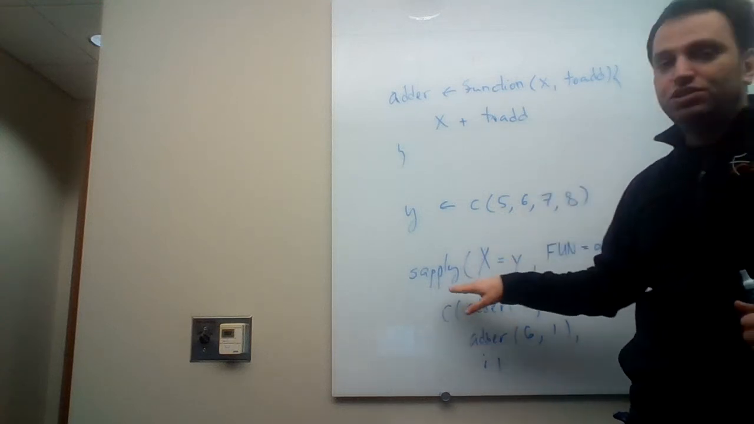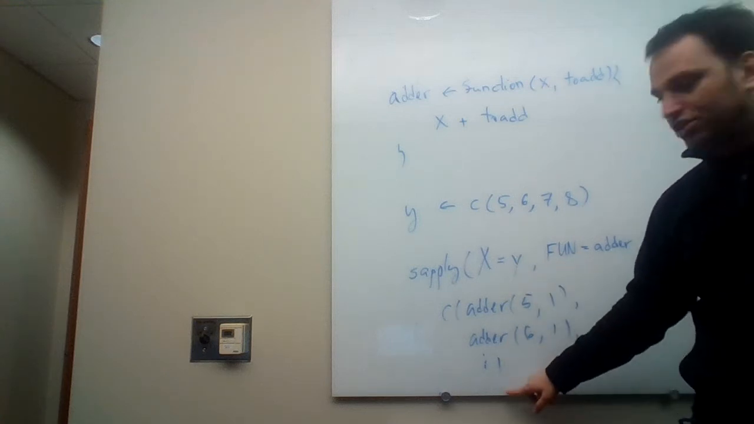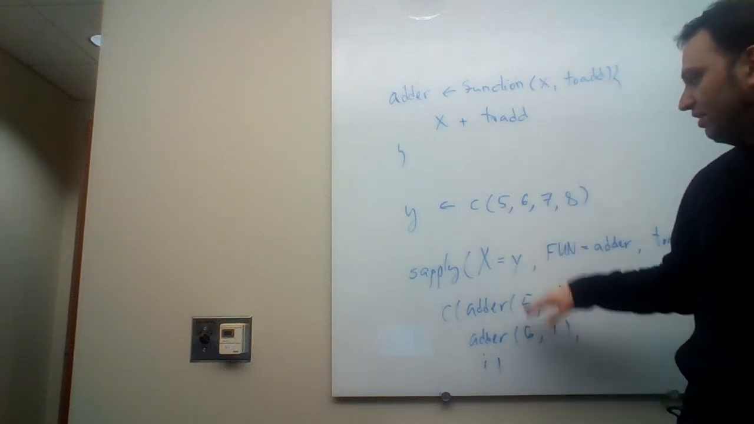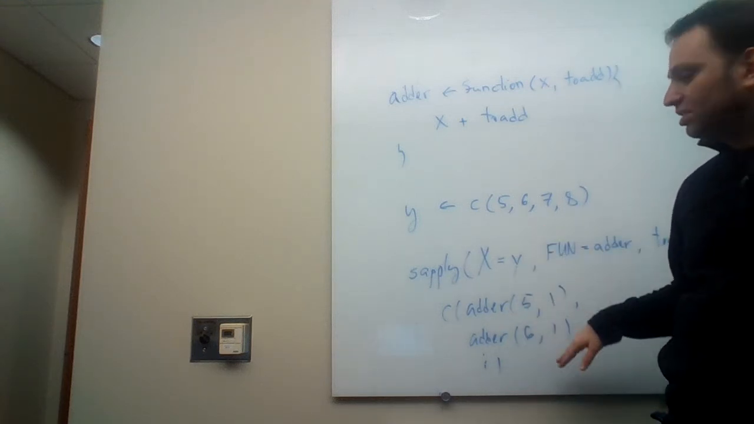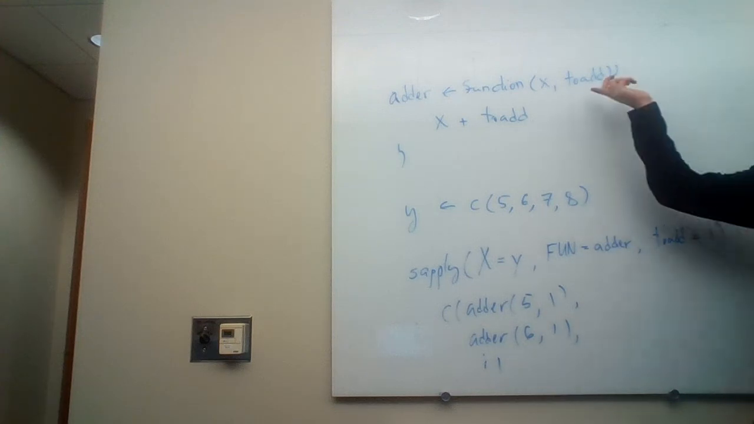So the way I suggest you use sapply is always give a vector, expect a vector of the same length. So here you'll have like 5 plus 1, 6 plus 1, 7 plus 1, 8 plus 1. You can supply extra arguments here. So this is going to be always the same one that goes here.